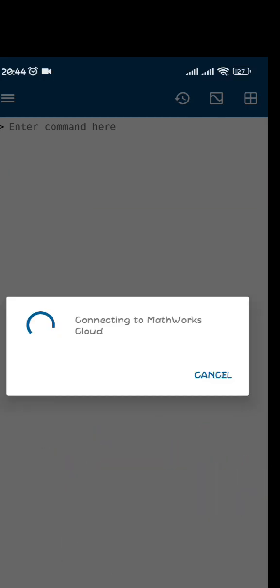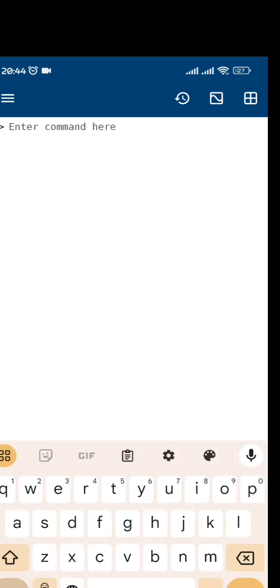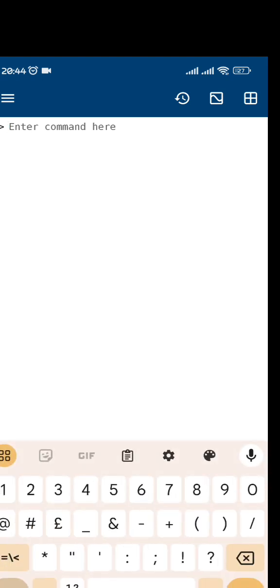Today we are going to do some arithmetics in MATLAB Mobile. So all the arithmetic operations like multiplication, division, addition or subtraction can also be performed in the MATLAB Mobile. So I am going to elaborate how you can perform these operations in MATLAB Mobile.